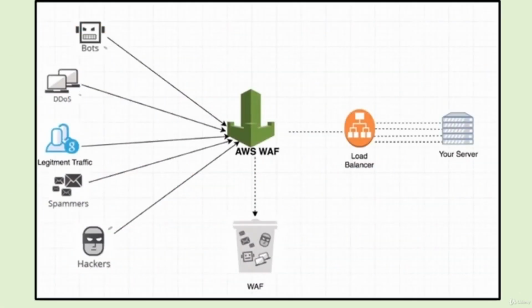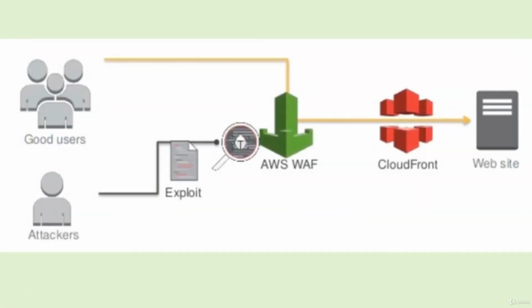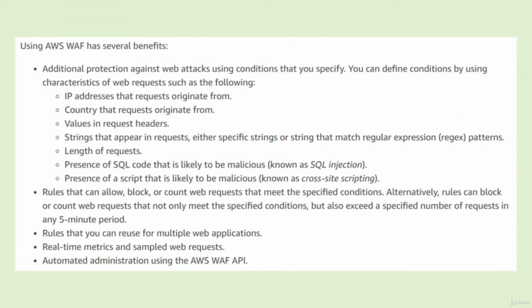WAF allows you to protect your web applications or servers from different kinds of malicious bots, distributed denial of service (DDoS) attacks, or illegitimate traffic like ping of death attacks from spammers, hackers, and other malicious sources. It will be a very secure end for your server. It could differentiate between an attacker and a good user to a certain extent. For passing data from CloudFront to a website, it will be an added security layer.